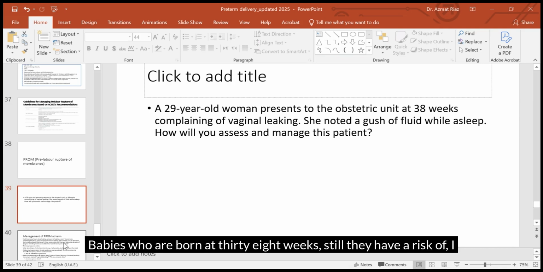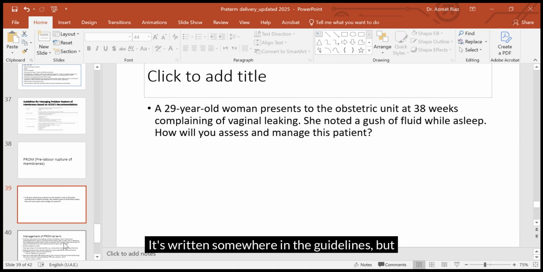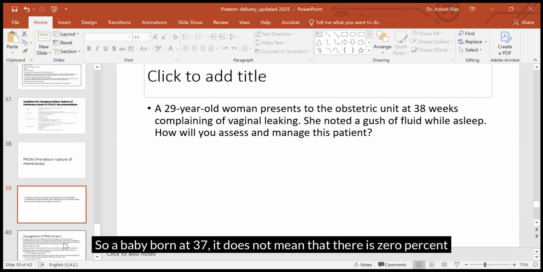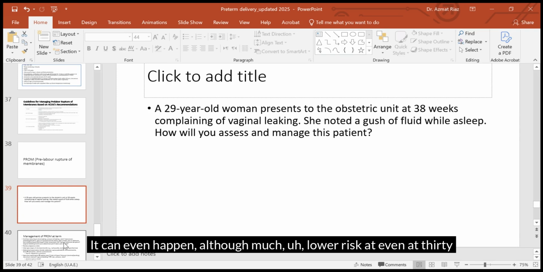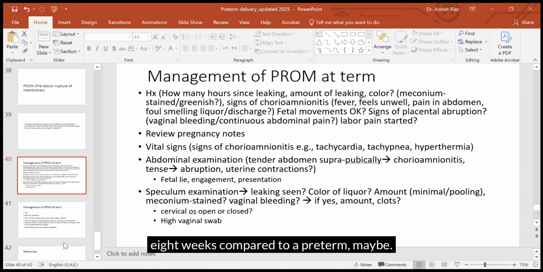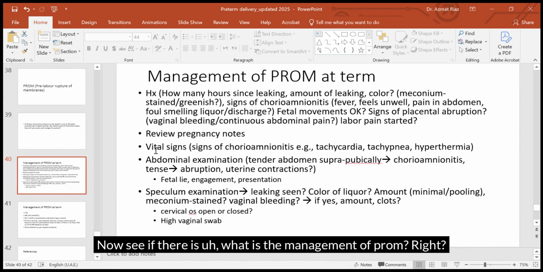Babies who are born at 38 weeks still have a risk of, I think, 6%. It's written somewhere in the guidelines, but they are still at risk. So a baby born at 37 weeks, it does not mean that there is 0% possibility of having respiratory distress syndrome. It can even happen, although at a much lower risk, at 38 weeks compared to a preterm baby. Now, what is the management of PROM?